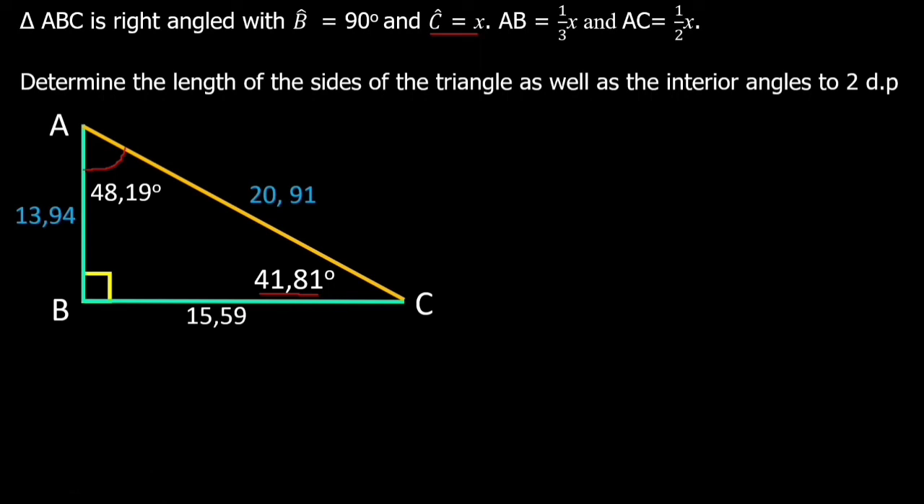So remember, with trigonometric ratios and solving problems of right angle triangles, always use other theorems of triangles as well. So let's check if our answers make sense. We've said C is 41,81. So the sine of 41,81 should be equal to 13,94 over 20,91. We're just checking if the answers make sense. So on the left side, sine of 41,81 is 0,67, and that ratio is also equal to 0,67. So our answers seem to make sense.